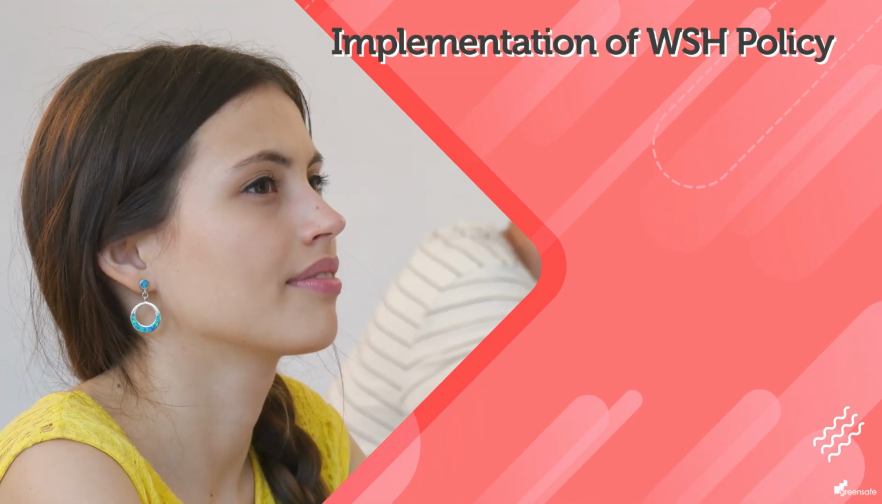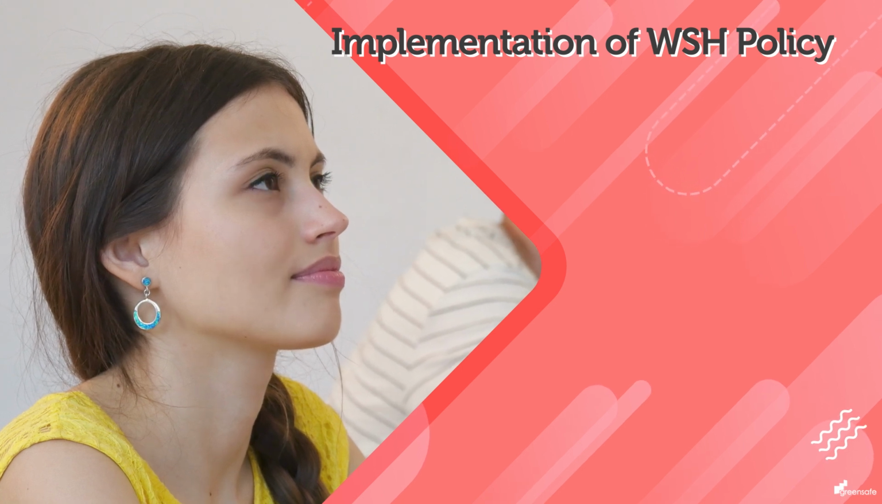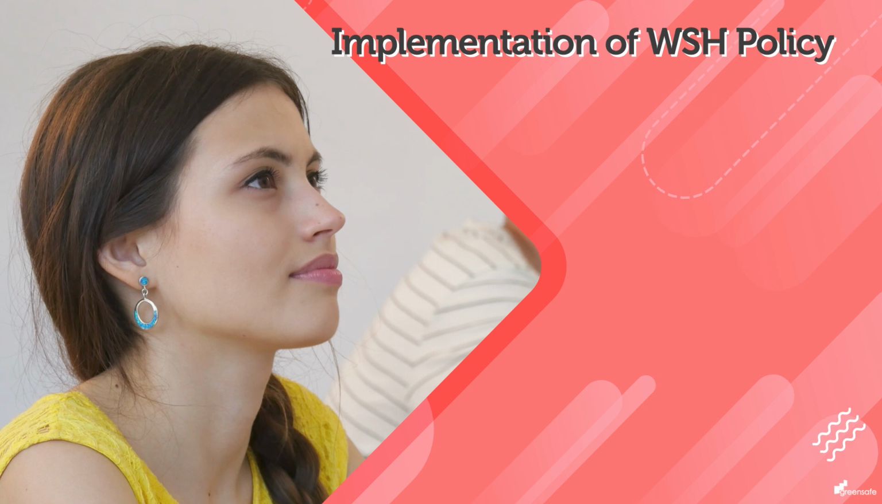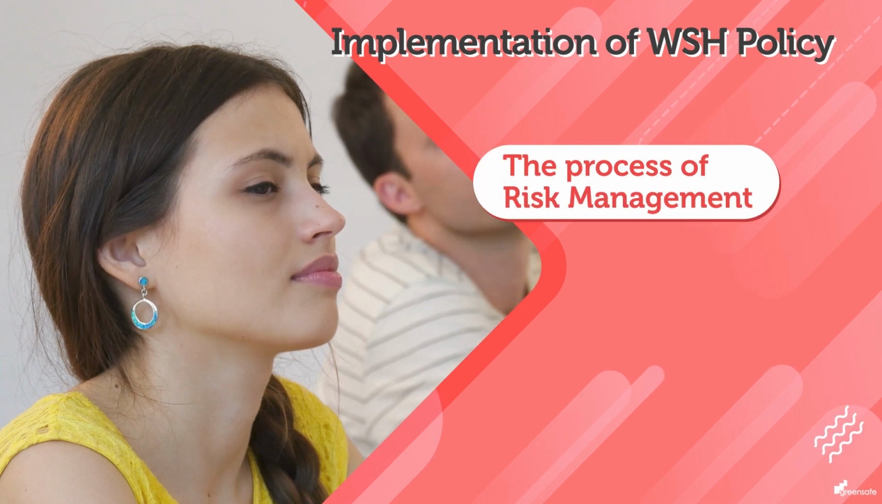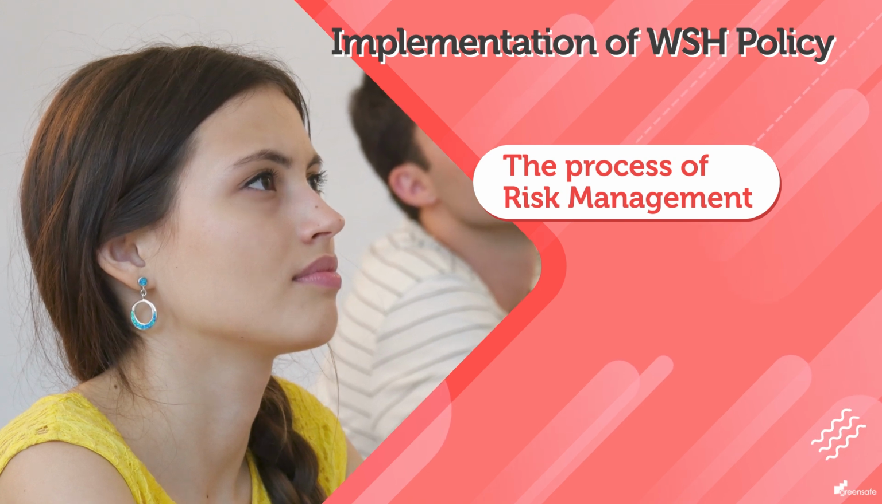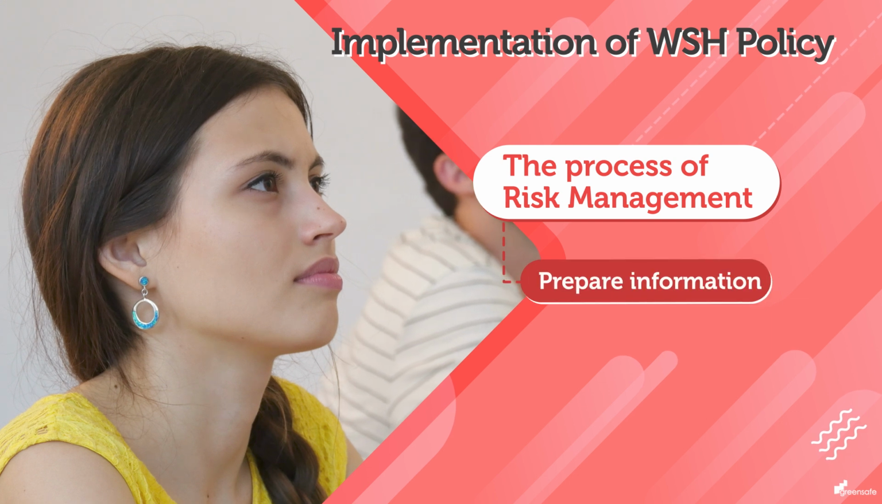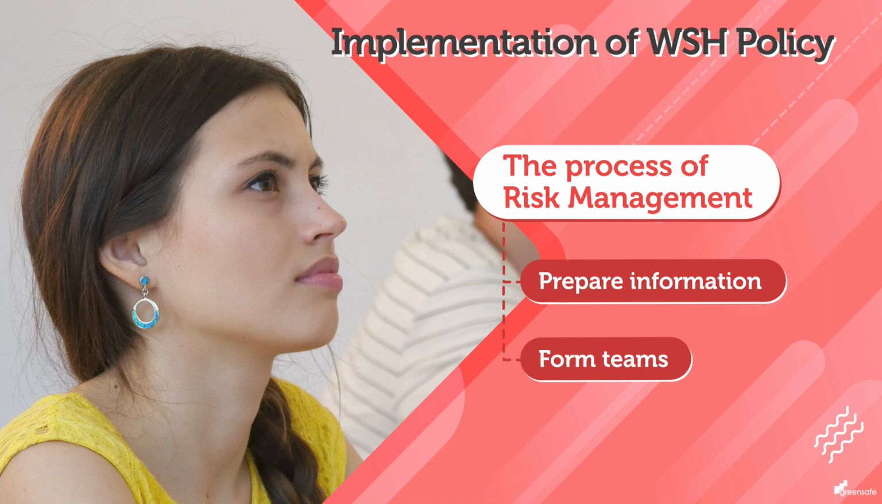That is a lot of information, isn't it? However, all this information is very necessary. Now, we will go on to discuss the process of risk management. The process generally involves two main parts: preparing the information required and forming the risk management team.